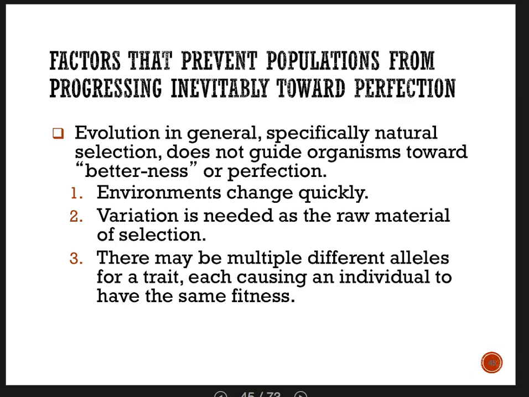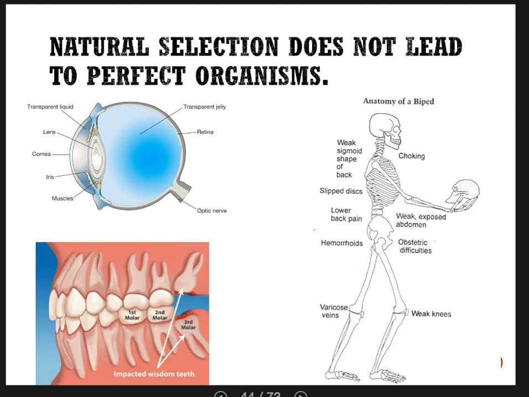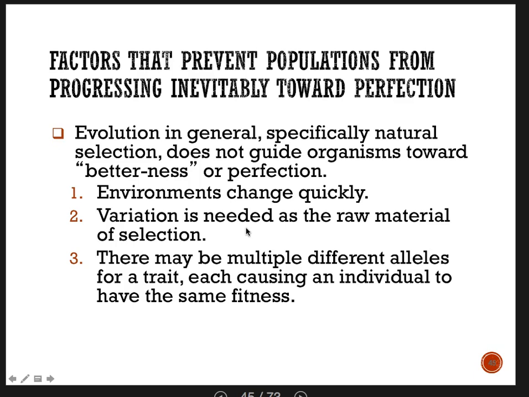The second is that variation is needed as the raw material for selection, and if you don't have a variation that exists, then natural selection can't act on it, right? So if I go back here and I say, well, there is no variant in humans that has the optic nerve not going through the retina, and that doesn't exist in humans, and evolution can't act on it, even though it does exist in octopuses. It doesn't exist in humans. If we don't have the variation, then selection can't act on it.